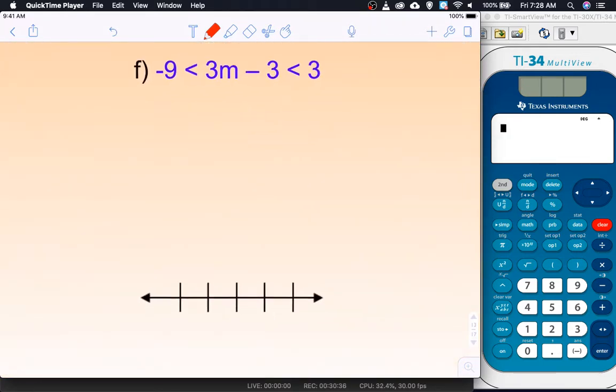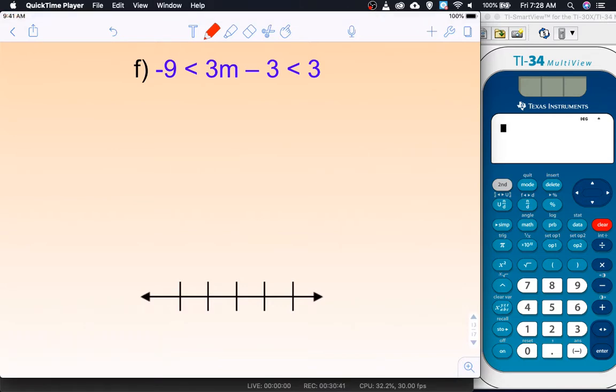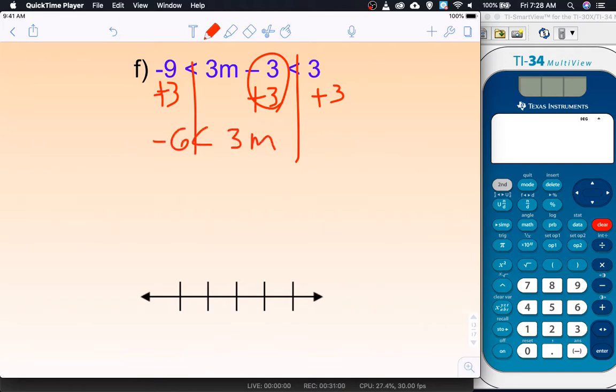All right. I believe this is probably the last one of this type before we move on to applications. So go ahead and do one more time, pause the video, and let's get it done. All right, here. So add 3, so we get rid of adds and subtracts first. That gives us -6 is less than 3m is less than 6. Divide by 3 everywhere. That gives us -2 is less than m is less than +2.